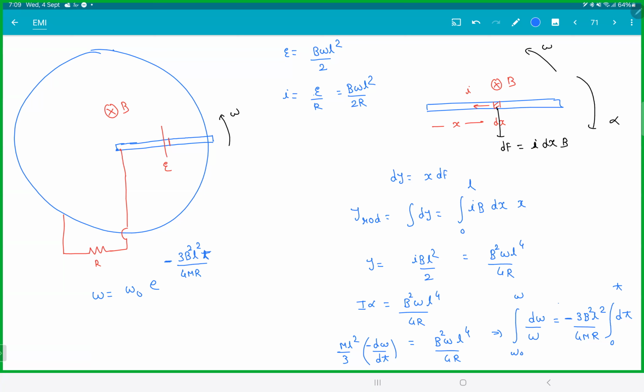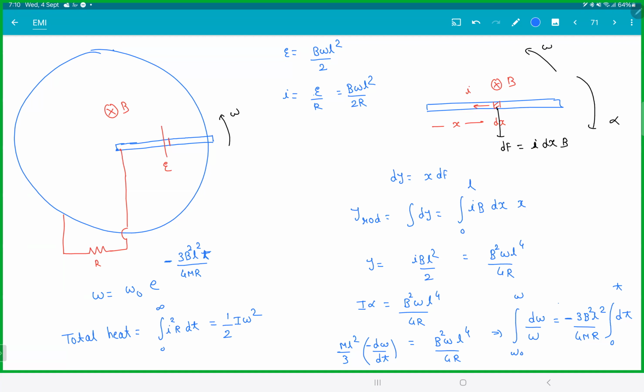And what's the total heat produced? That's the easiest one. Half I omega square. Yeah, all the kinetic energy in the rod becomes heat. If you want, you can integrate. You can say I square R dt from 0 to infinity. But when you calculate that, interestingly, you'll end up with half I omega square.